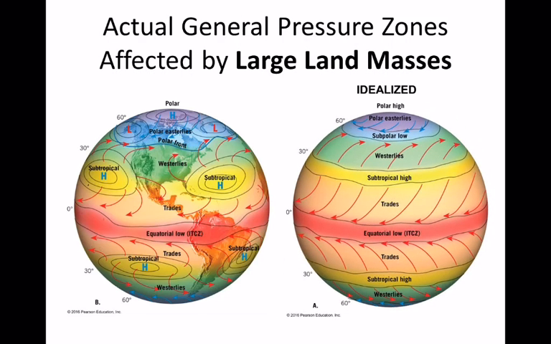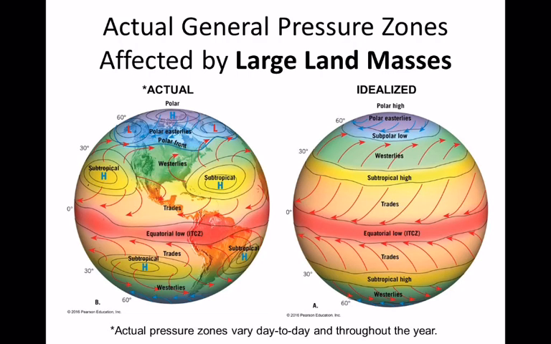Okay, so left and right here. On the right it's more idealized. It's basically ignoring the large bodies of water, the oceans and the continents. So the left is more what it really does. But notice I qualify it down here at the bottom. Even this one on the left that says actual, on any given day, you can't assume that this is what it's going to look like.